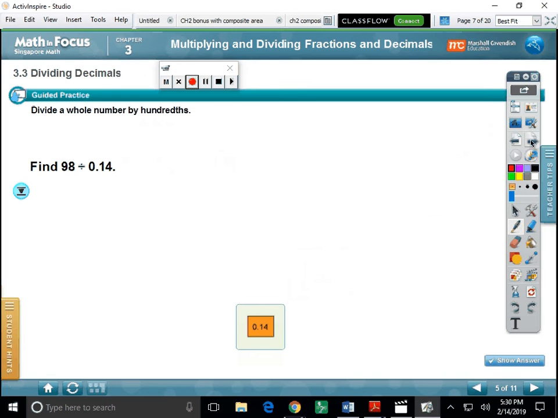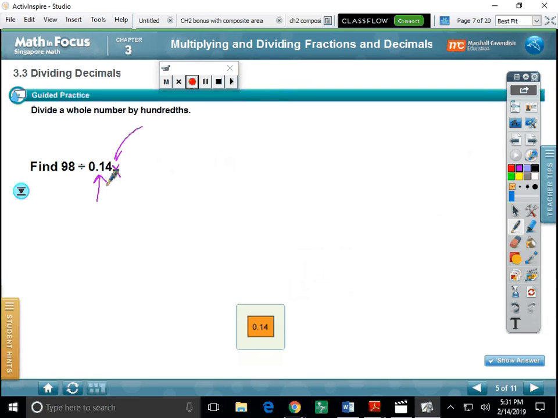This one's very similar because, again, we have a whole number divided by a number in the hundredths place. Now do be careful, only one of these is a decimal. So if this says find 98 divided by 14 hundredths, I'm guessing it's talking about a sentence format. This last point is actually a period. This is the decimal we're going to have to tune into.